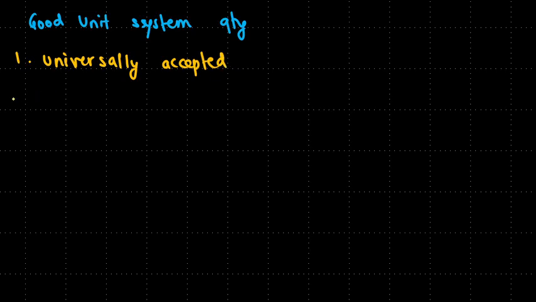So they must be accepted by the universe or the earth, people on earth, basically. For example, if I said, bring me one liter of water, and the guy brings a truck full of water, then that will be a big problem, won't it? That's why it must be universally accepted. When I say 1 liter, everyone must understand what 1 liter means.